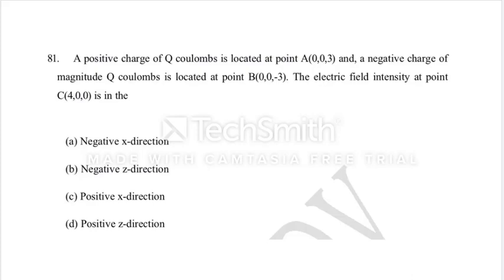Similar problem, a little extension. A positive charge q coulombs located at 0, 0, 3 and a negative charge of the same magnitude. They are asking to find the electric field intensity on the x-axis. Exactly similar analysis. Now I can say this is my z-axis, and this I can say is the positive x-axis.